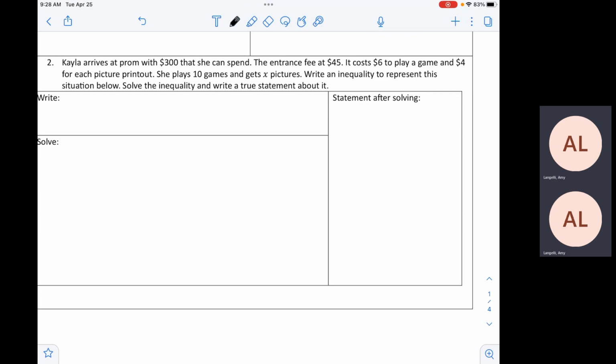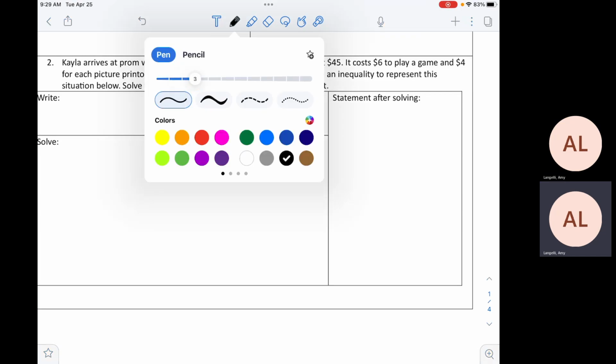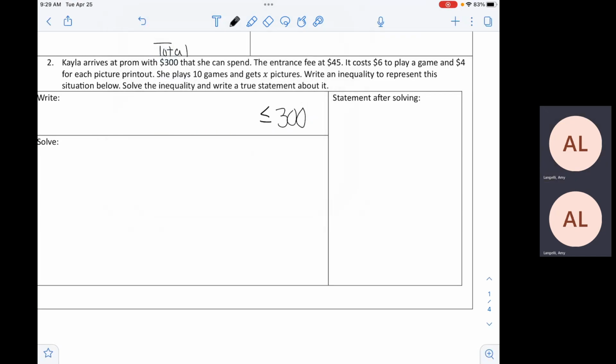So tell me a little bit about the 300. What is the 300? That is the, starts with a T. Good. And that always goes in the back of a problem. Can she spend $300? Yes, she can. Can she spend exactly $300? Yes, she can. Can she spend smaller than $300? Can she spend more than $300? No. So what inequality would that be? Good. Less than or equal to.